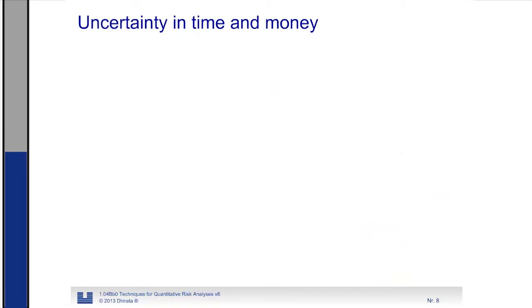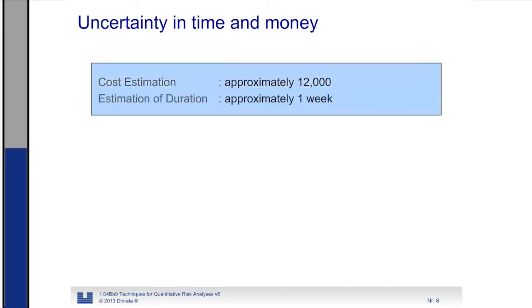What you need to realize is that every estimate is just a guess. It's an average, and in fact you cannot say, well, this cost 12,000. No, it is approximately 12,000, or this activity has a duration of approximately 1 week. Therefore, you also need to know the standard deviation of this cost estimate, or the standard deviation of this duration.